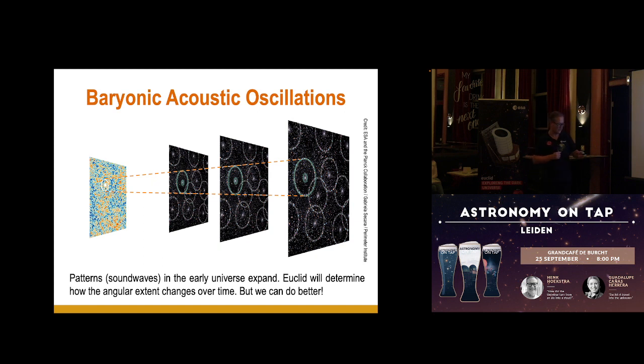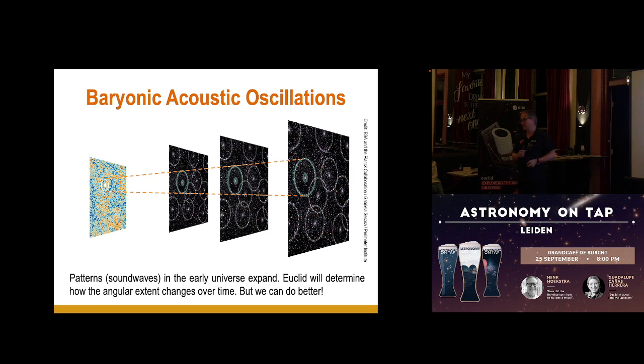So we see as the universe expands, you see this ring in the early universe, that ring gets bigger and bigger and bigger, but we can still effectively find those rings on the sky, those sound waves on the sky, the imprint of that in the galaxy distribution, and that pattern can be used to then see how the universe has been growing over time.